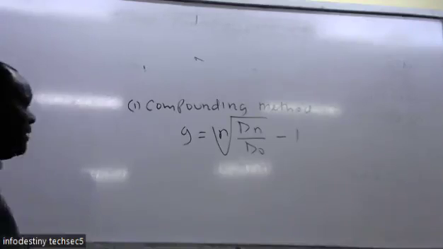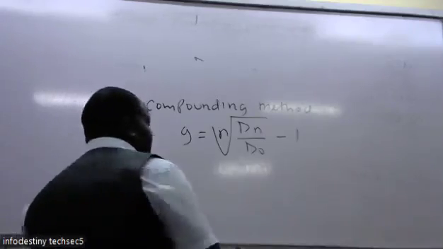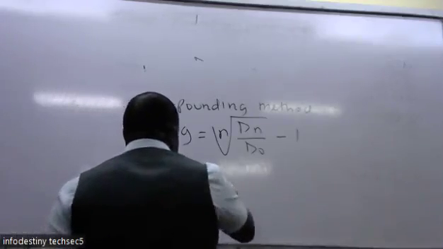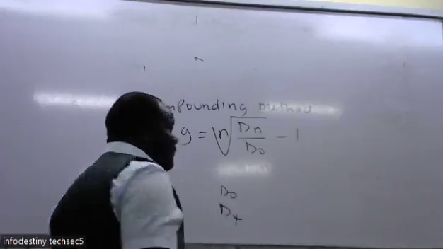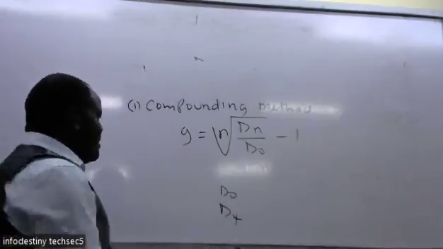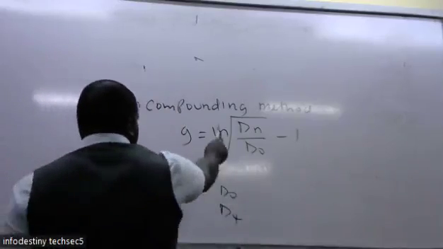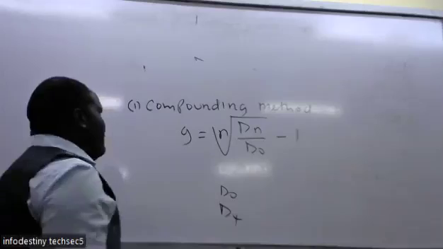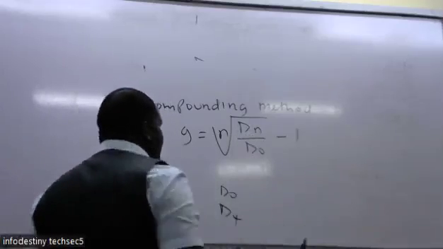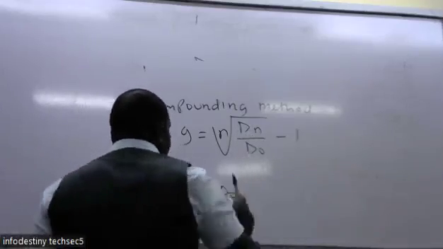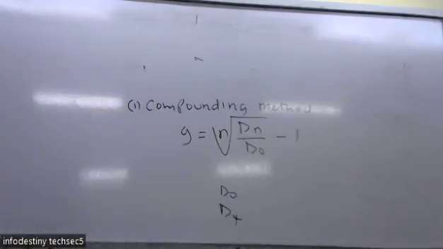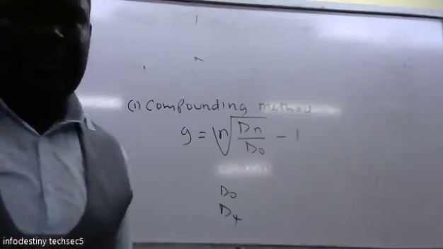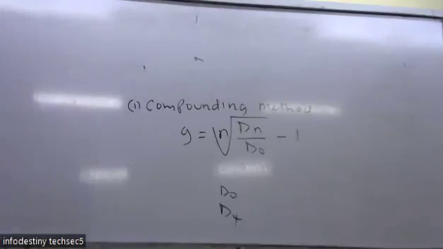So what happens at that point? You can be given dividend in period 0 and also dividend in period, let's say 4. So to get the constant growth rate, N will be 4, Dn will be the dividend in year 4, and Do will be the dividend in year 0. Then you just compute it in that manner. It is just a summary in that order, but we shall go through some questions to see how to get the others. So that's the compounding method.